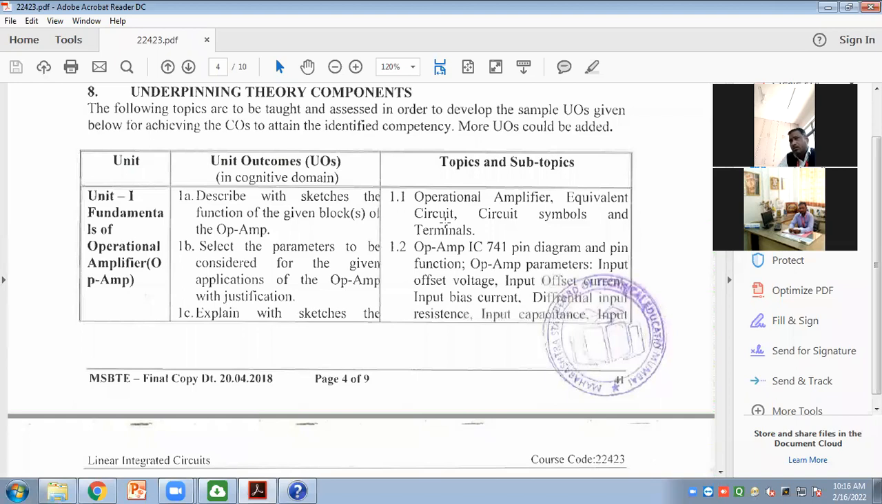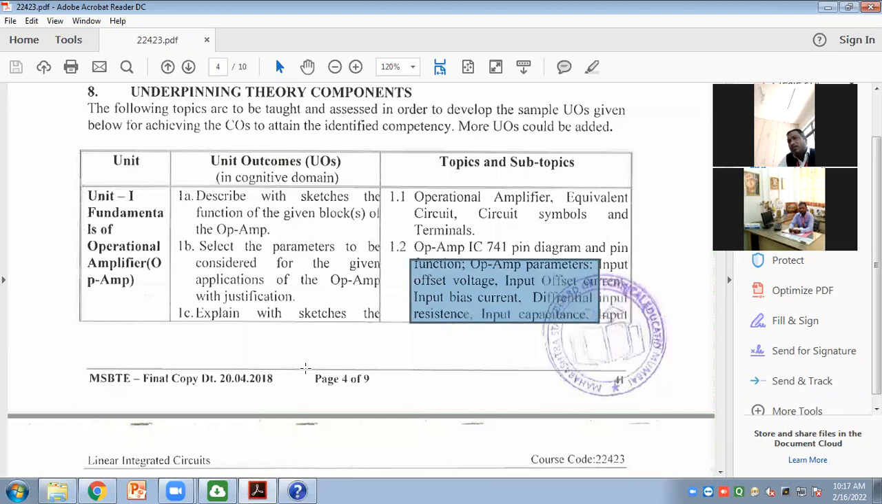Then the second point is the op-amp IC741 pin diagram. So pin diagram of IC741, then pin functions of IC741, then op-amp parameters. Then different parameters we are going to study, that is the definitions of different parameters, that is the input offset voltage. See here, different parameters: input offset voltage, output offset voltage, then input offset current, input bias current, differential input resistance, input capacitance. Just like in diode, we are going to study what is forward bias diode, what is reverse bias diode, what is the peak inverse voltage. Same things will be here.